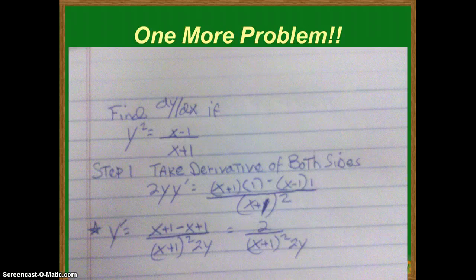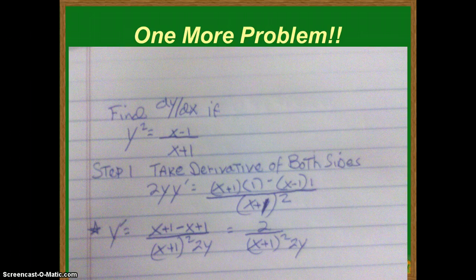Here's another problem, maybe a little bit easier. Find dy/dx if y squared equals x minus 1 over x plus 1. Again, follow your steps. Step 1, take derivative of both sides with respect to x. So that would be 2y times y prime equals, got to use quotient rule on the right-hand side, x plus 1 times the derivative of x minus 1, which would be 1, minus x minus 1 times the derivative of x plus 1, which would be 1, all over bottom squared, which is x plus 1 squared.